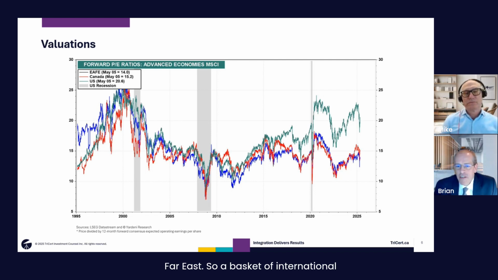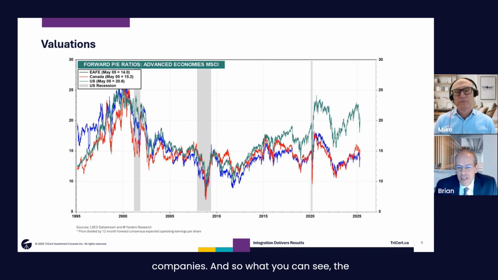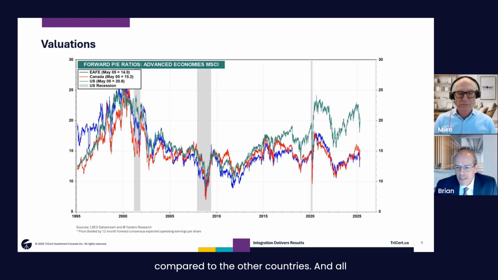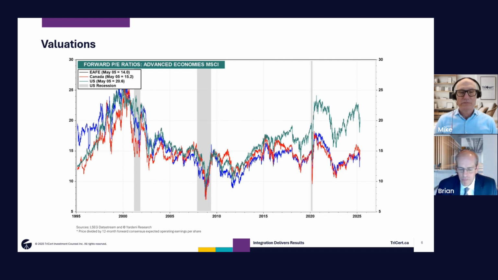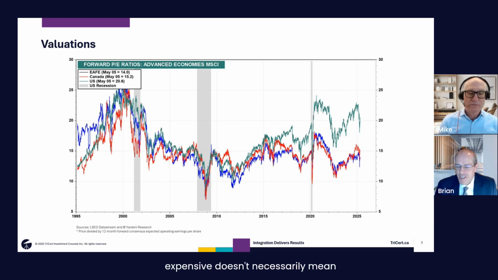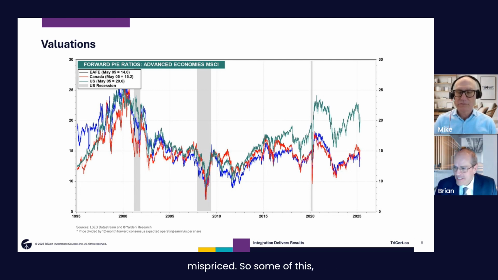So a basket of international companies. And so what you can see, the green valuation is the U.S. valuation, of course, at the highest levels compared to the other countries. And all we're trying to show on something like this is just to express the fact that things in the U.S. are more expensive than they are internationally. More expensive doesn't necessarily mean mispriced.